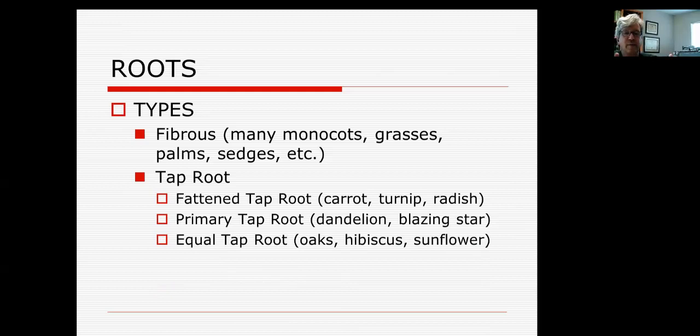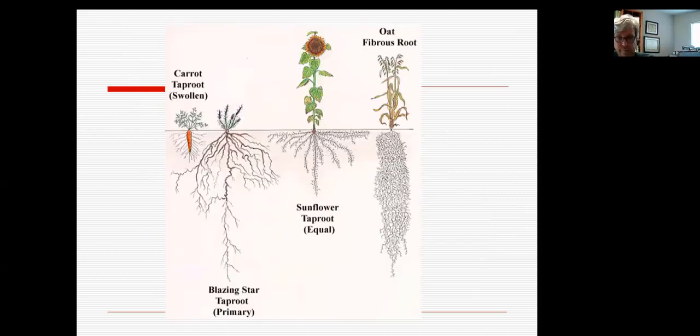You'll also have what we sometimes call equal taproots. And that's where you have multiple large roots coming from the main trunk, but they're about the same size. And then they spread out and they divide and they divide and they divide. And that's oaks and hibiscus and sunflowers. So some pictures of this I got out of a different book, but that carrot, we know what a carrot root looks like. And it does have smaller roots that come off of that fattened taproot, but it is fat. And that's the way to look at it.